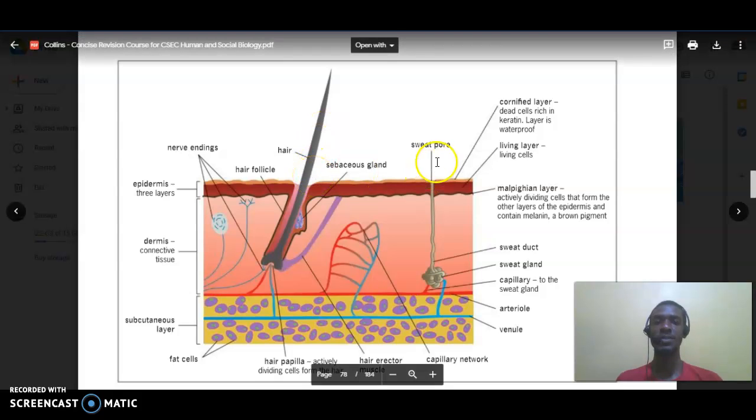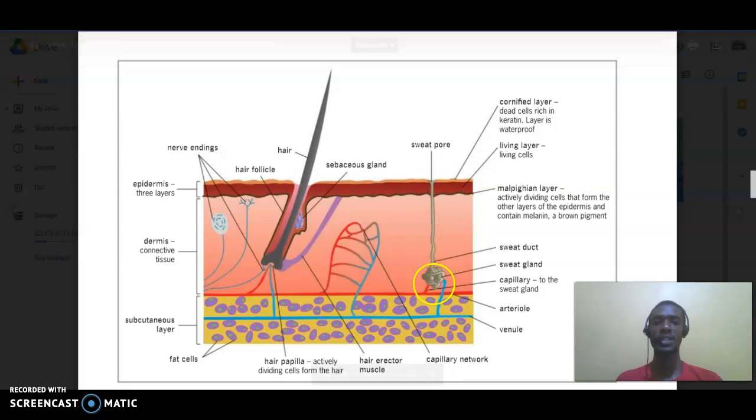We have the sweat pore, which is attached to the sweat duct, which comes from the sweat gland. So the sweat gland produces sweat. It passes through the duct and escapes through the sweat pore. So the sweat on your skin is coming from the sweat gland through the sweat duct and outside of the skin through the sweat pore.